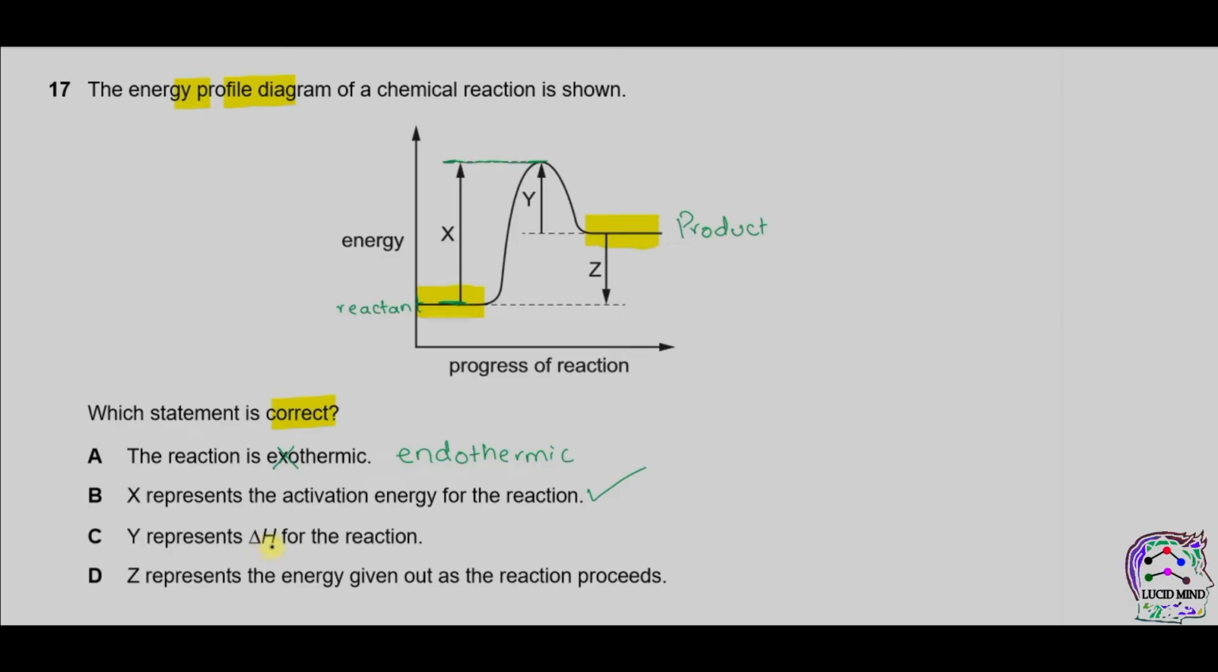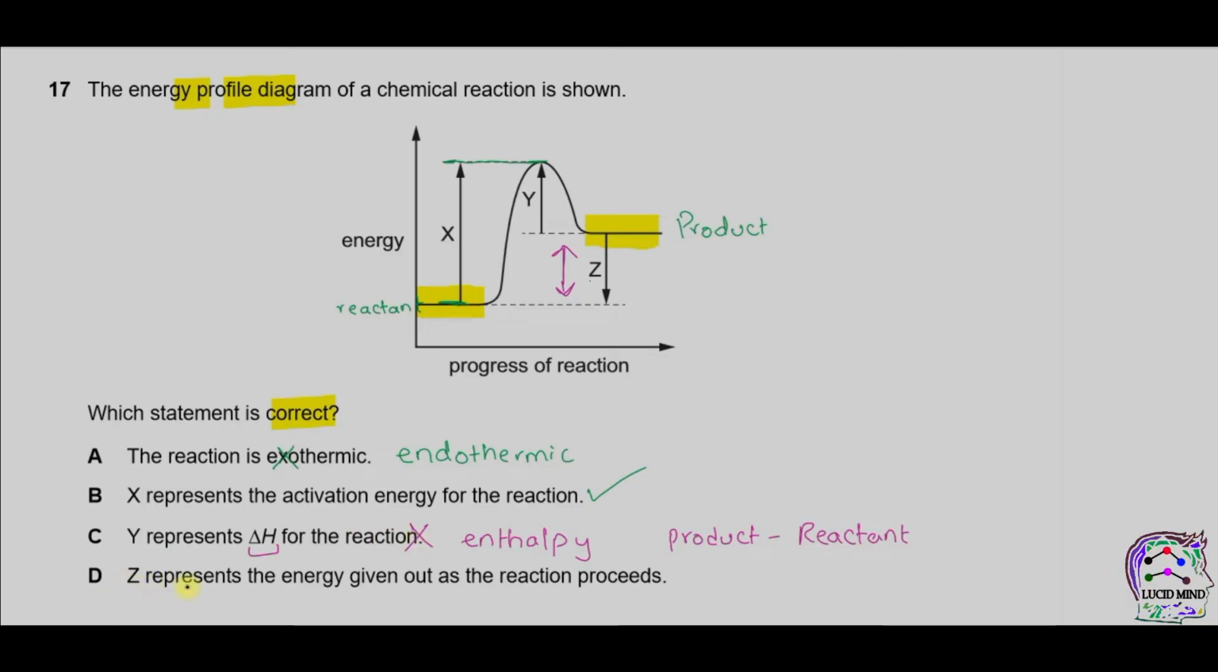Option C, Y represents delta H for the reaction. Delta H is the enthalpy change and it is the difference of energy between products and reactants. So energy of products minus energy of reactants gives delta H. So the arrow should be here, between the energy of product and the energy of reactants. Y is not that one.